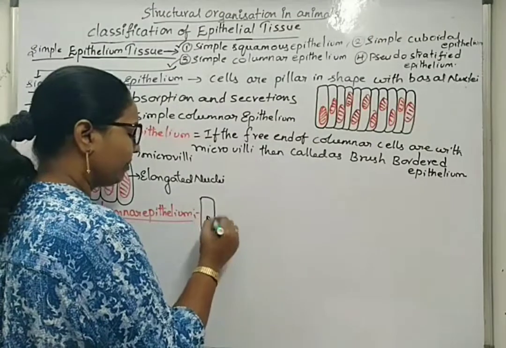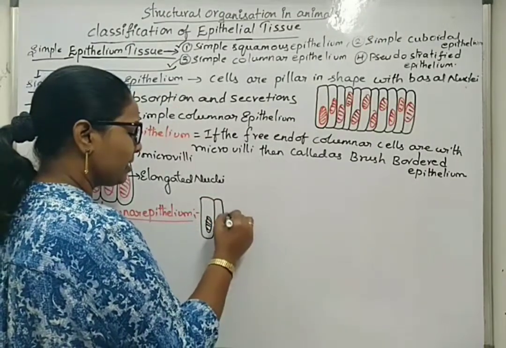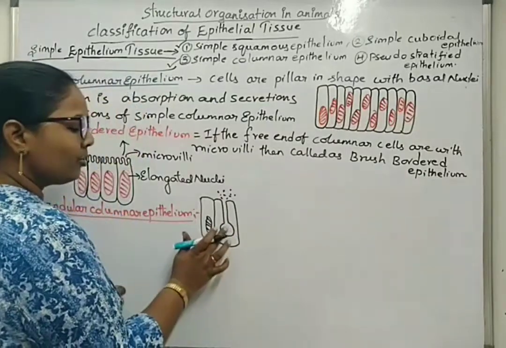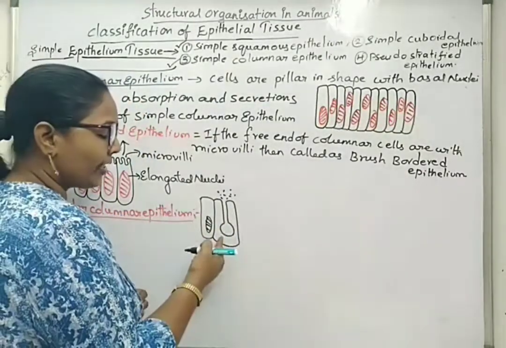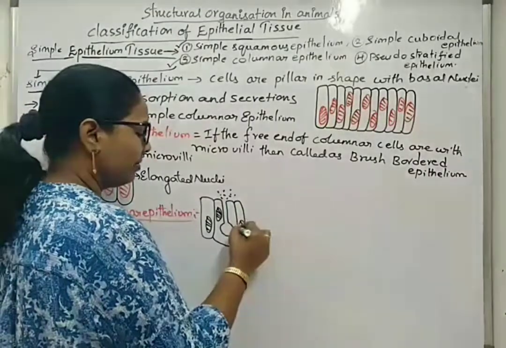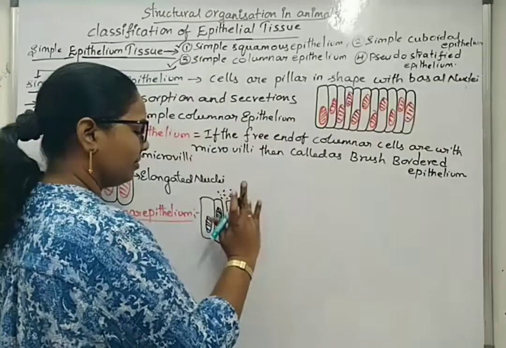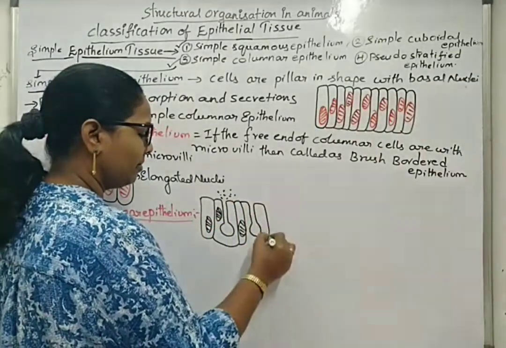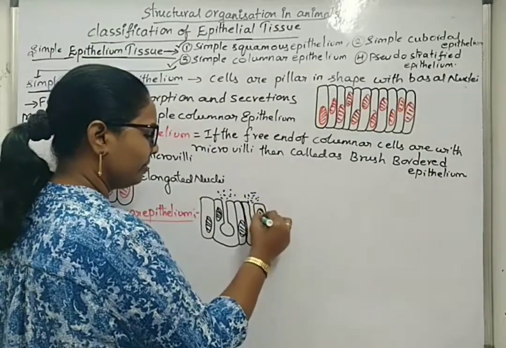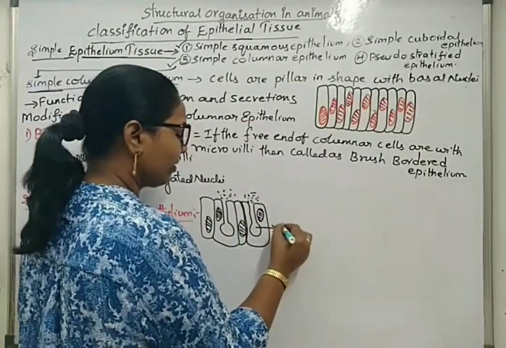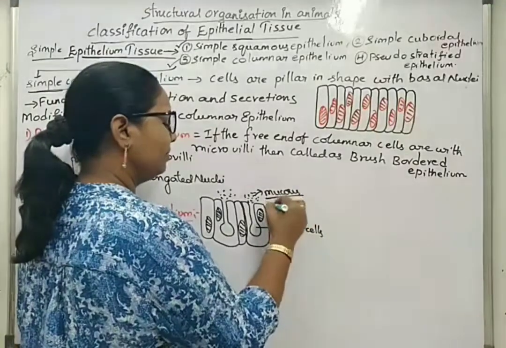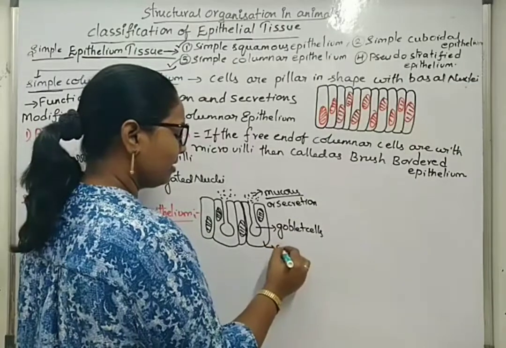This is one pillar-like columnar cell, but the neighboring one has a secretory goblet cell. It is secreting mucus. Now when this goblet cell is present, the position of the nucleus may change because of the existence of another gland-like structure. So we can draw the nucleus here. This is the goblet cell. This is mucus or any other secretion. This is the columnar cell.